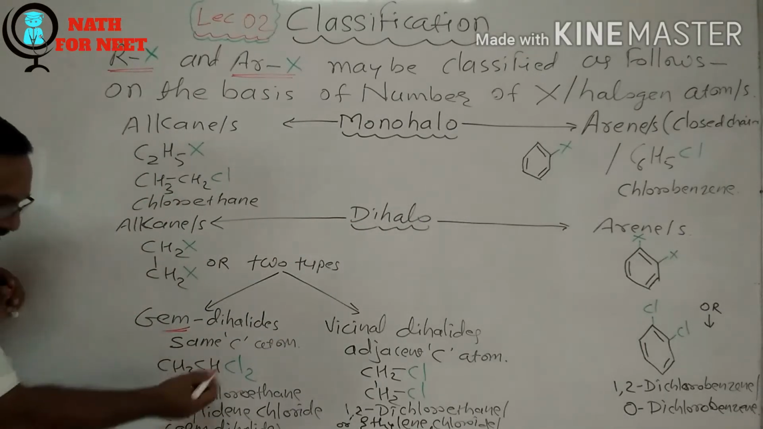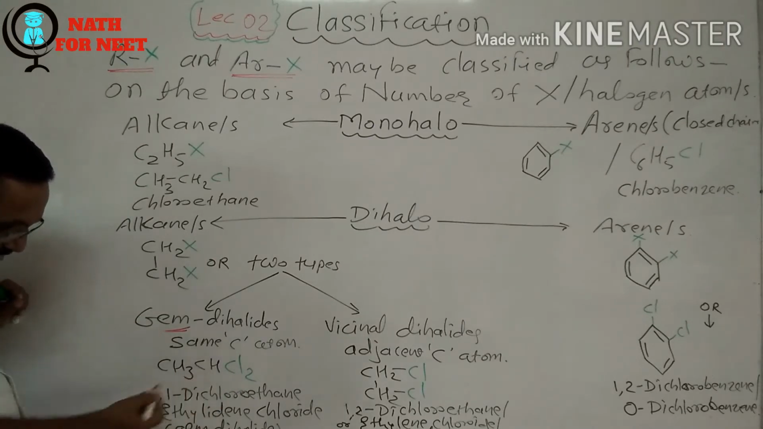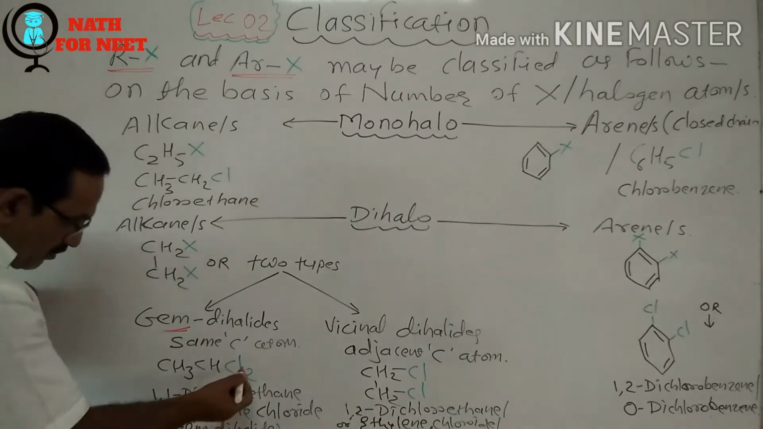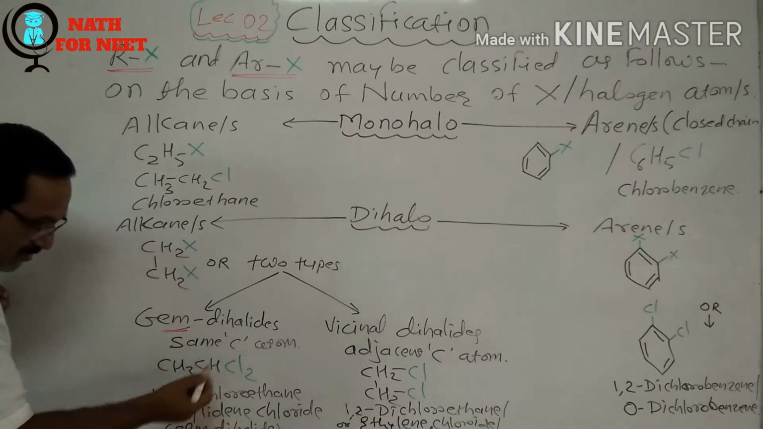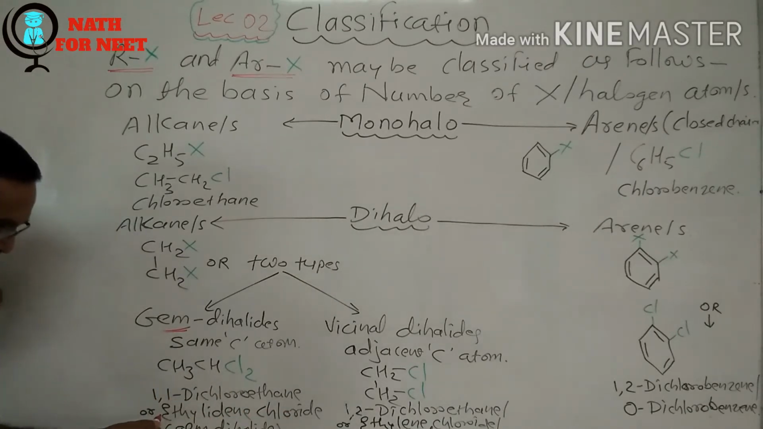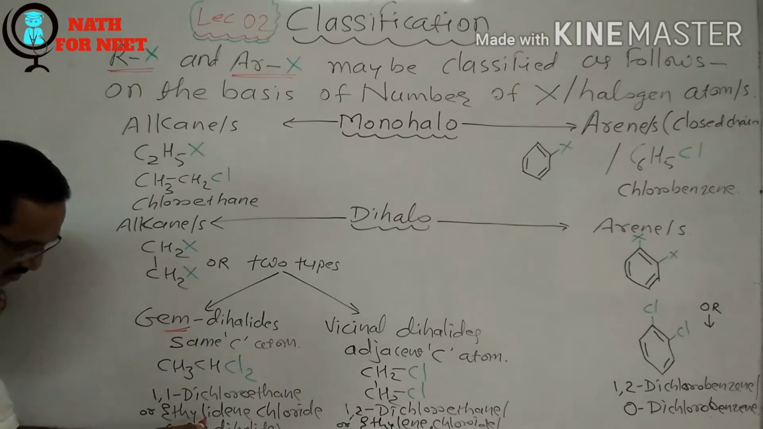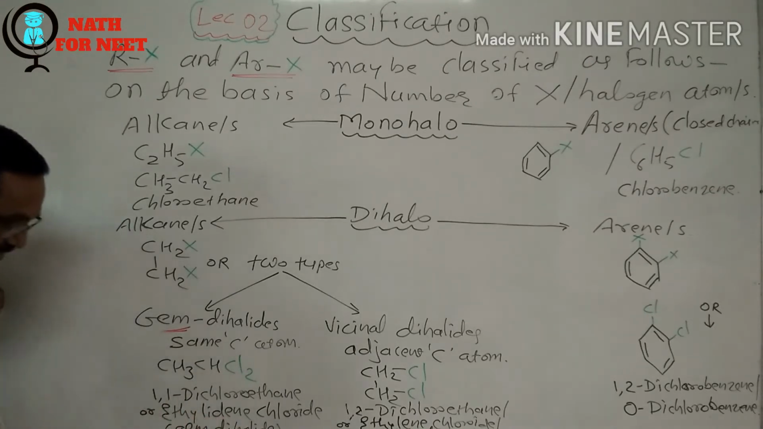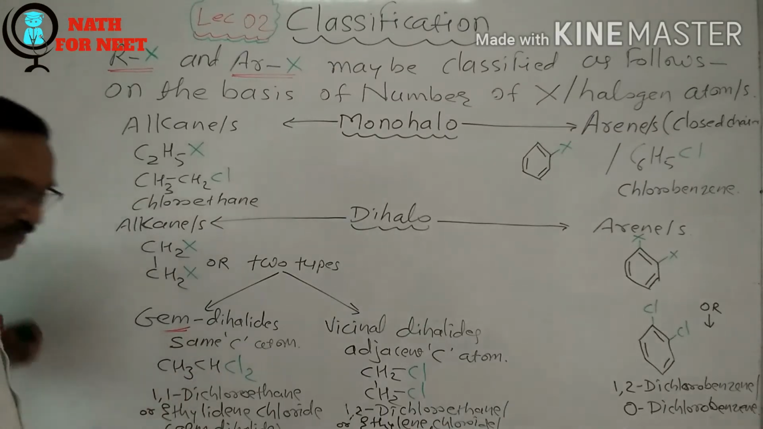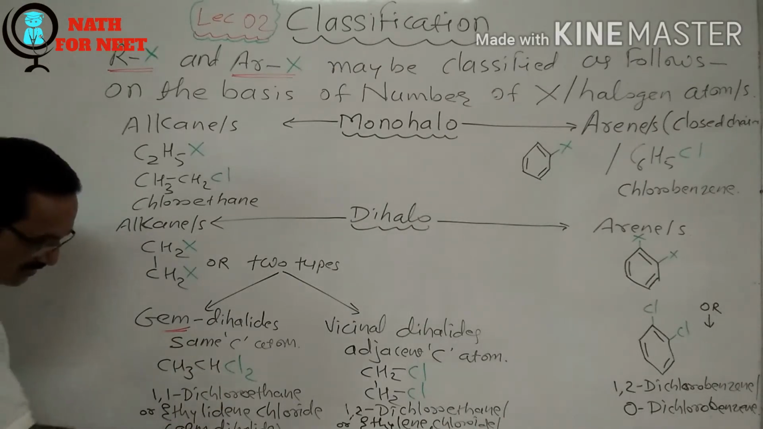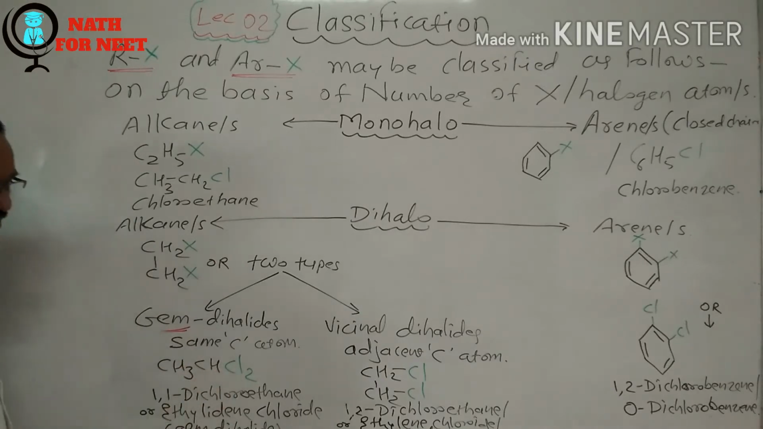Then here in this case, the name of this one is 1,1-dichloroethane, and this compound is also known as ethylene chloride. This group comes with this suffix. In abbreviated form, this compound is also referred to as gem dihalides. This is known as the gem dihalides.